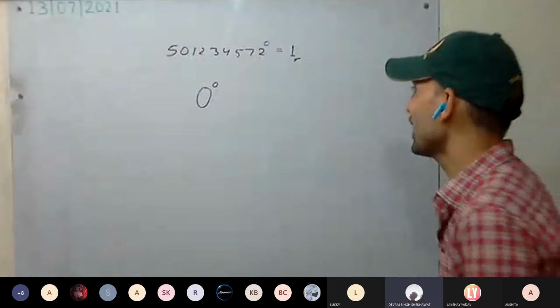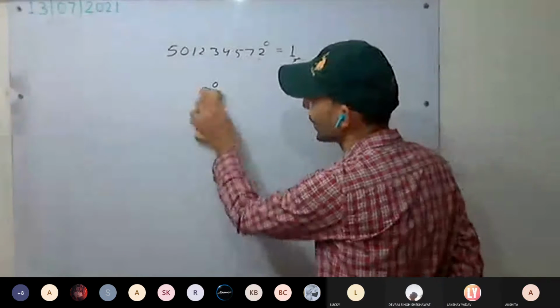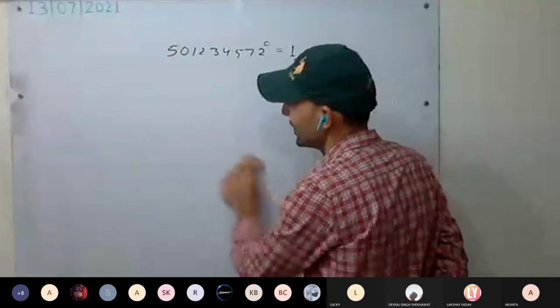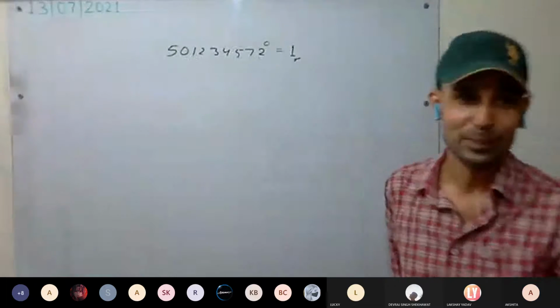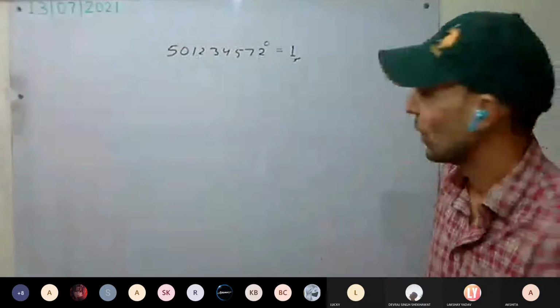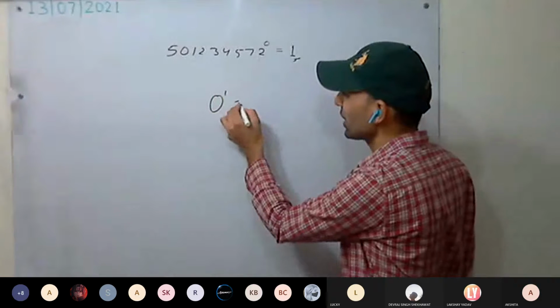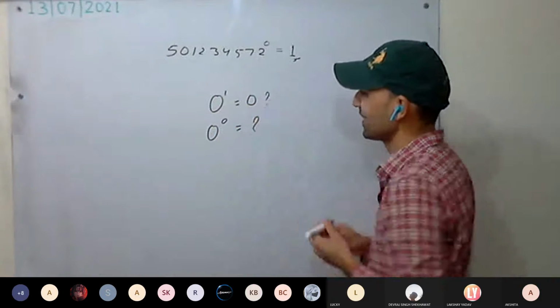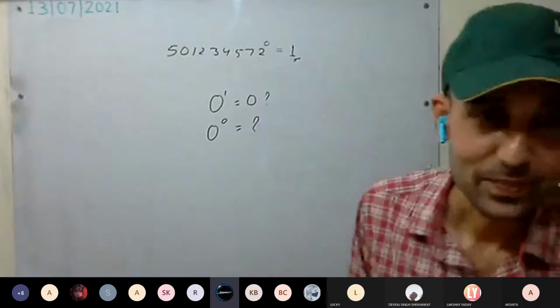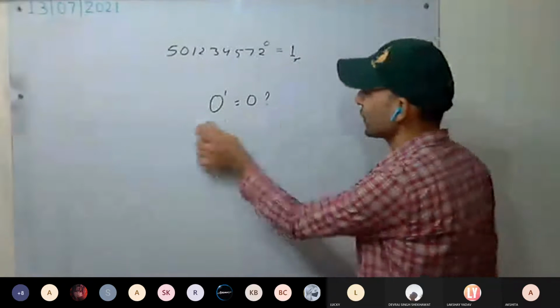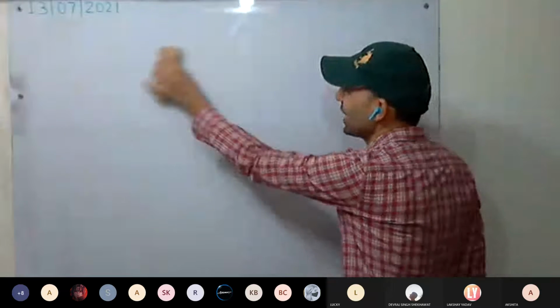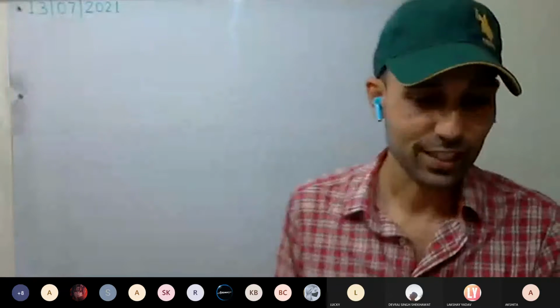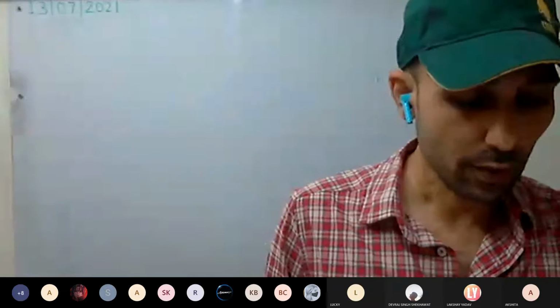Okay. Try to find this one. What will be the value of this? 0 raised to power 0. Or 0 raised to power 1 equal to 0. So what is this? Try to find this. Anything raised to power 0 is 1. Okay. Solve this one.